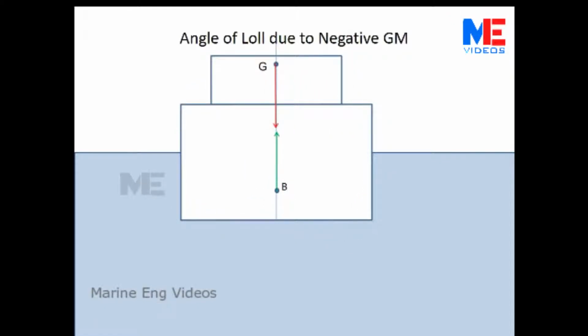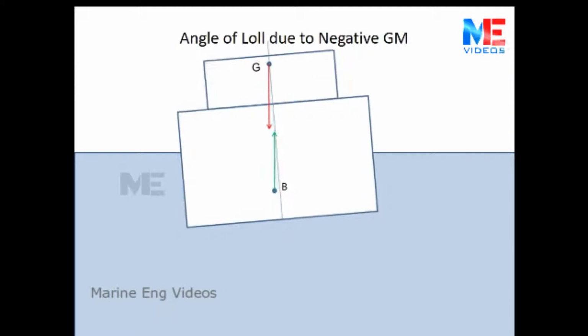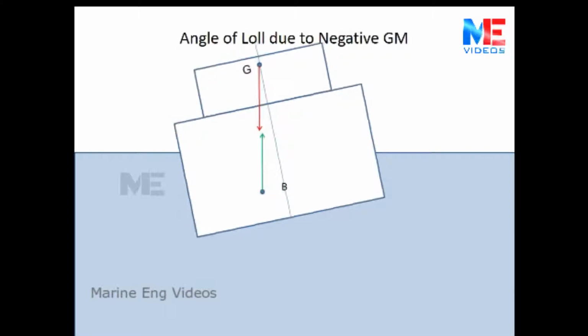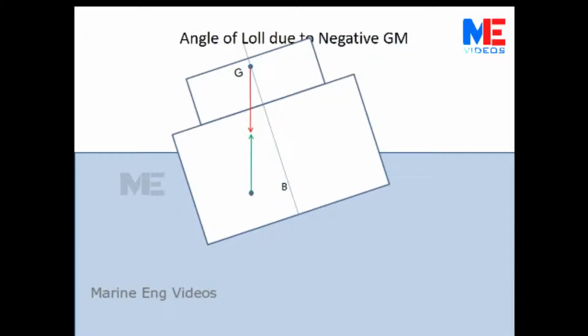Now the vessel is upright again, but the vessel is in motion, so it has momentum. So it's not going to stop. It's going to continue to roll past this. And now we'll see that just as it does that, there is that GZ again, which is capsizing, upsetting. And the vessel is going to continue to incline to the other side until B gets back below G again.